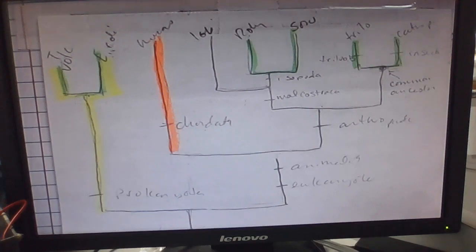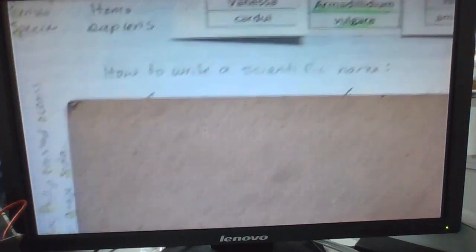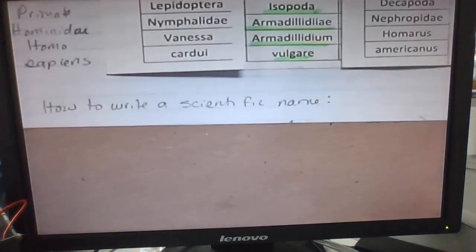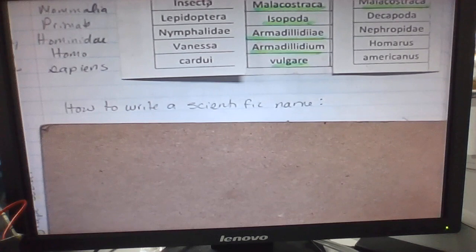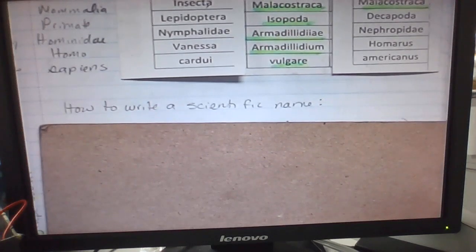So chances are you've learned about writing a scientific name as well. We'll just really briefly go into how to write a scientific name. Scientific names help all scientists be on the same page about what living critters they're talking about, so we know exactly what we're talking about.